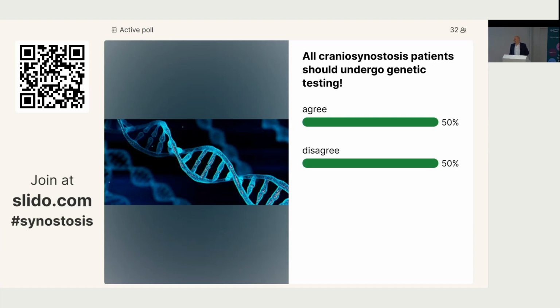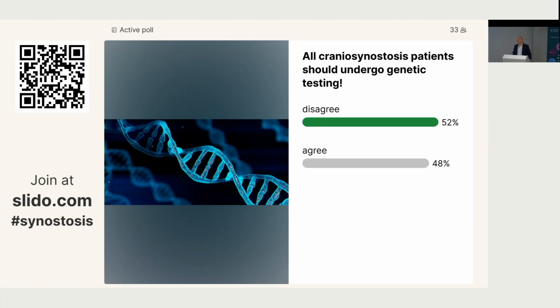I put disagree, but somehow I also agree, because I think not undergo testing, but what Isabel Filges mentioned in the morning, I think we should at least offer a consultation by a geneticist to discuss what implication this could have, and to also see the patient and discuss this with the parents.